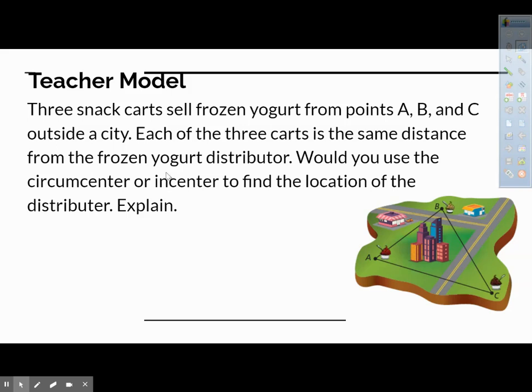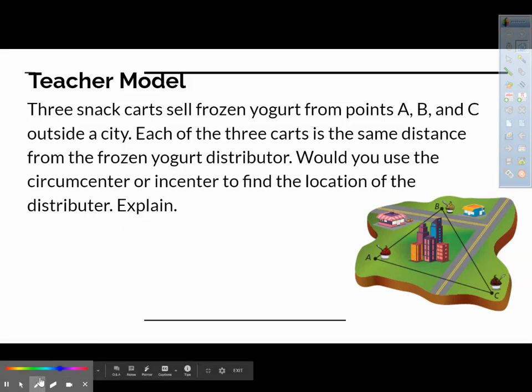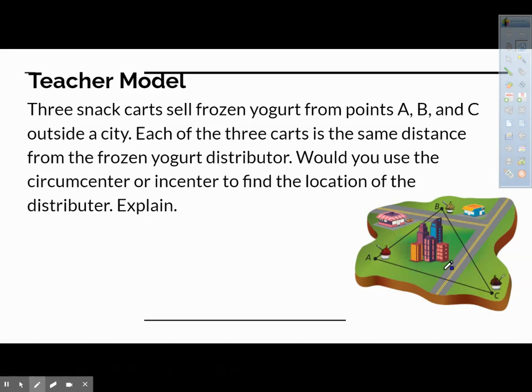It says three snack carts sell frozen yogurt from points A, B, and C. So here's A, B, and C, outside a city. So the city is located on the inside. Each of the three carts is the same distance from the frozen yogurt distributor. Would you use the circumcenter or incenter to find the location of the distributor? There's a typo right there, and it should also be a question mark. And then explain.